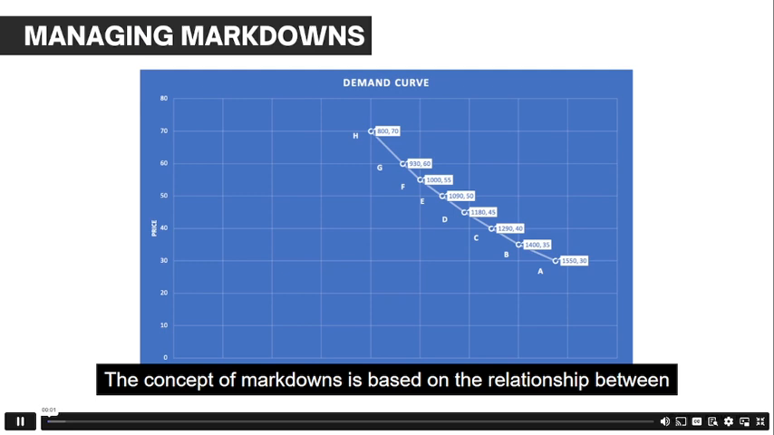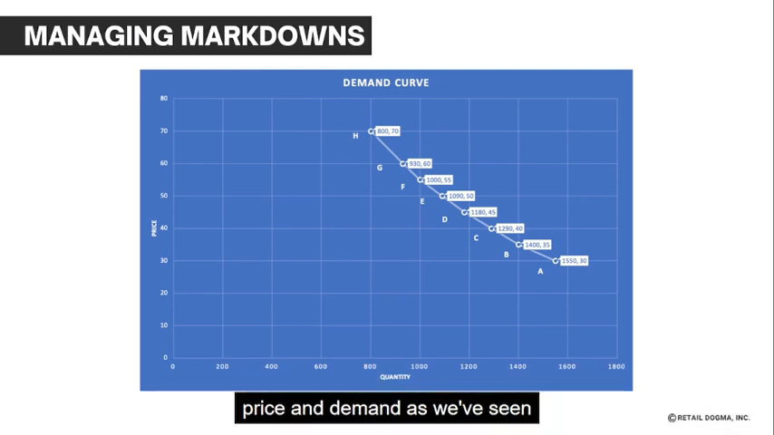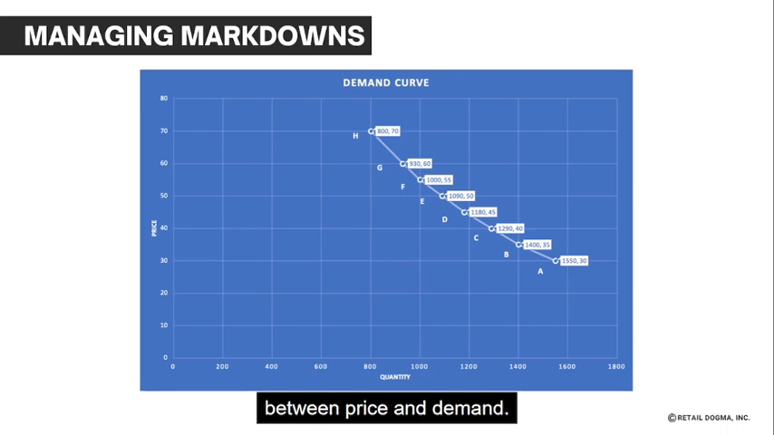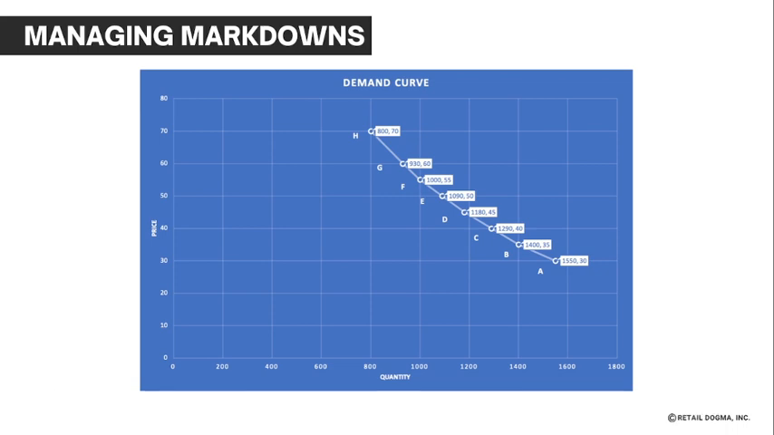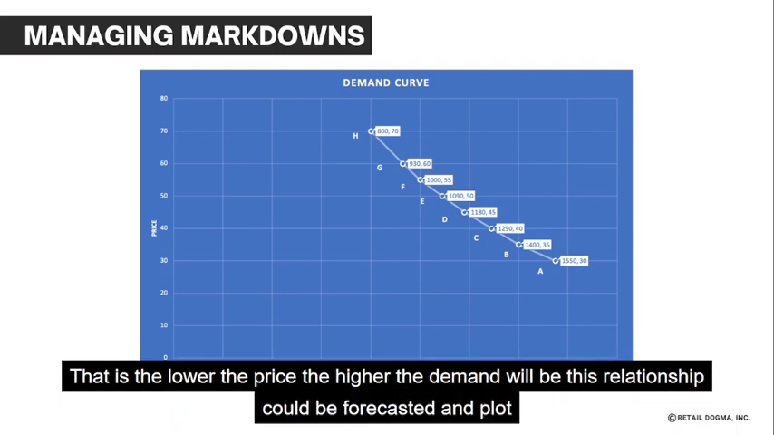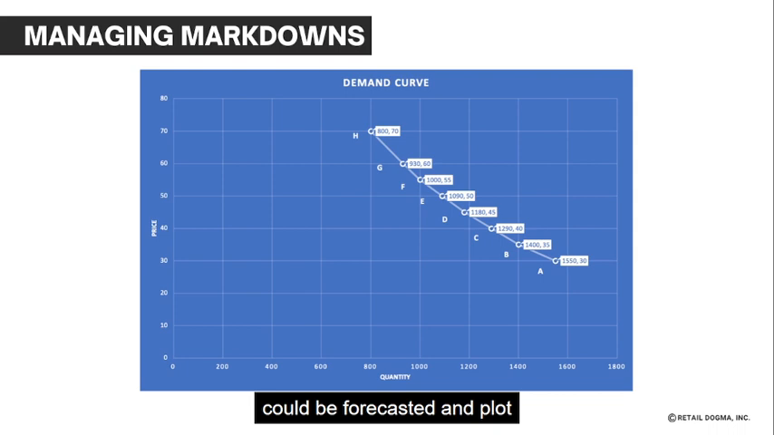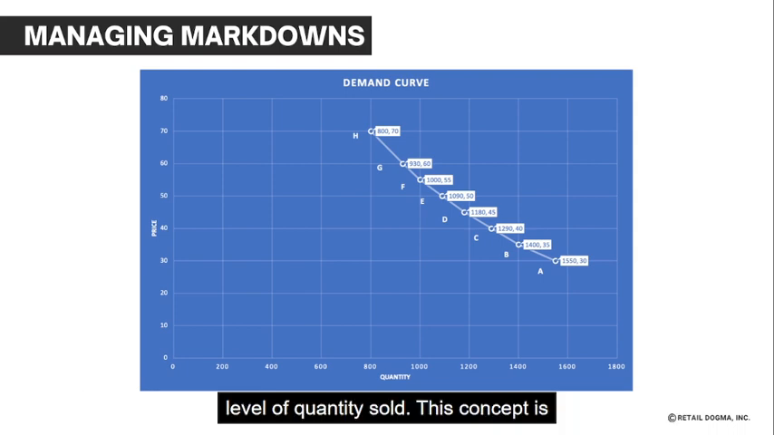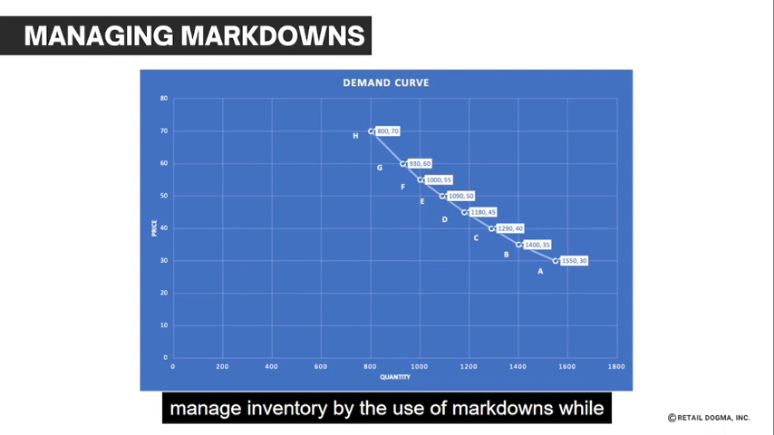The concept of markdowns is based on the relationship between price and demand. As we've seen in the economics course, for most products there is an inverse relationship between price and demand. That is, the lower the price, the higher the demand will be. This relationship could be forecasted and plotted down in a curve that shows the level of price and the corresponding level of quantity sold.